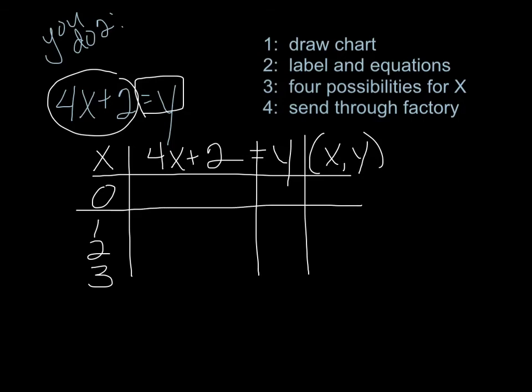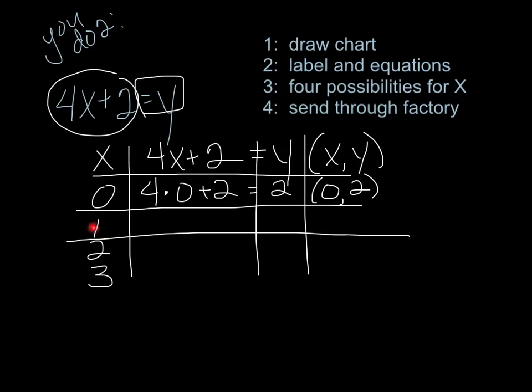So on the first line, x is 0, so I'm going to place 0 in that spot, plug and play. 4 times 0 plus 2. Well, 4 times 0 is 0, and 0 plus 2 is 2. So when x is 0, y is 2.